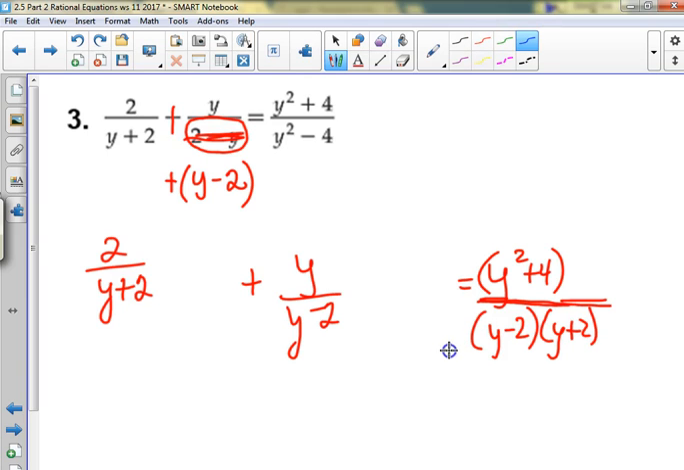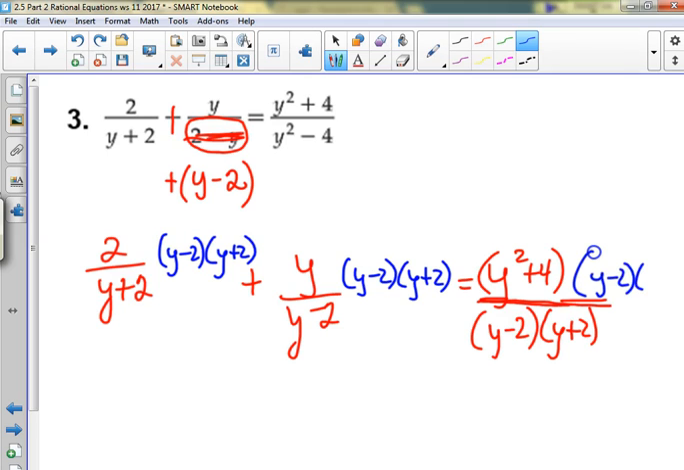Back to this question. Common denominator? Okay. Common denominator will be y with a minus 2 and a y with a plus 2. All right. So what happened? Okay, I'll give you a minute. Some of you are just writing.